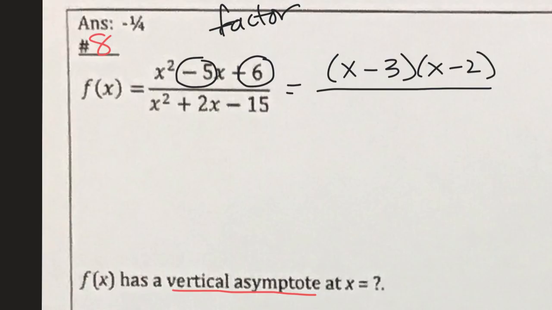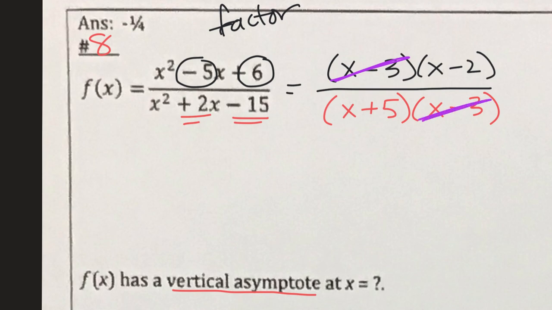And then what numbers multiply to give us negative 15 and add to give positive 2? X plus 5 and x minus 3. So notice that some of these factors can divide each other, right? The x minus 3 divides the x minus 3. So from pre-calculus, we know that we would have a hole in our graph where x minus 3 equals 0. So in other words, we would have a hole at x equals 3.